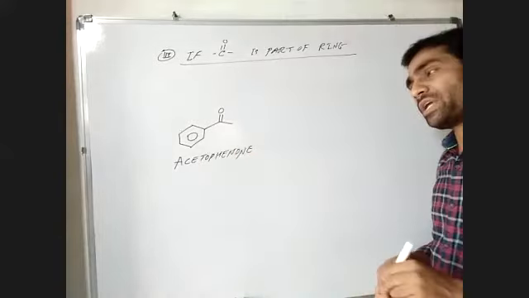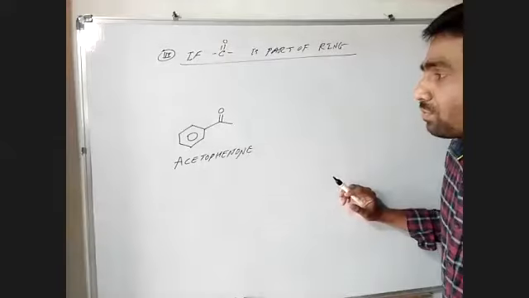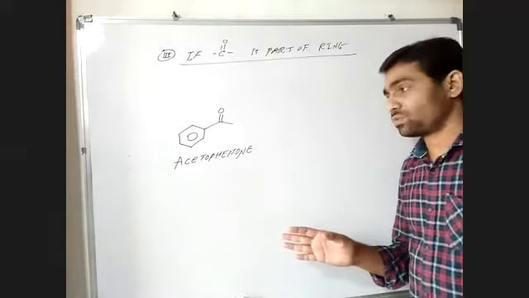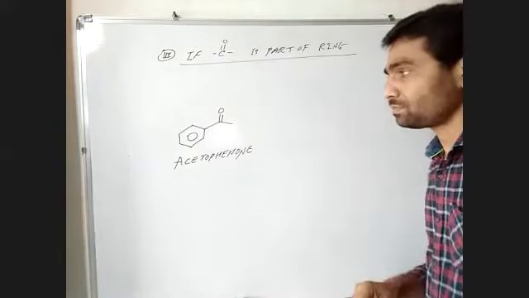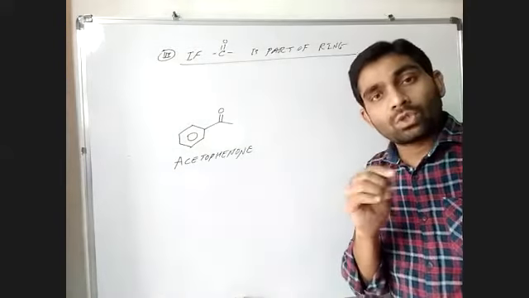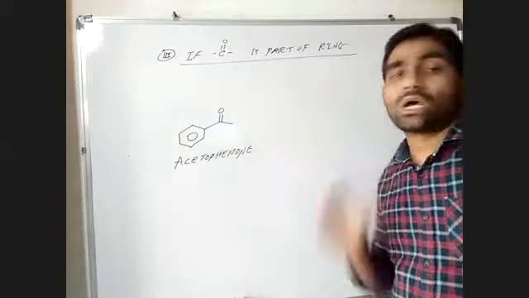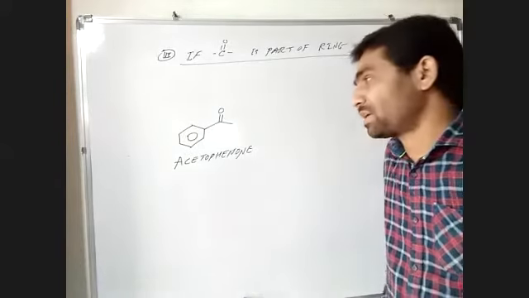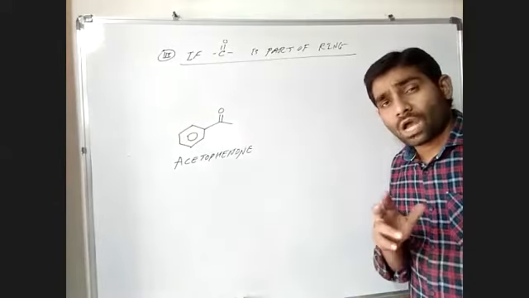Is it a symmetric or asymmetric ketone? This is an asymmetric ketone, no doubt. Acetophenone is the common name, though it is accepted by the IUPAC. But our aim is to write its IUPAC name, and yes, that is asymmetric. So how will you write the name?